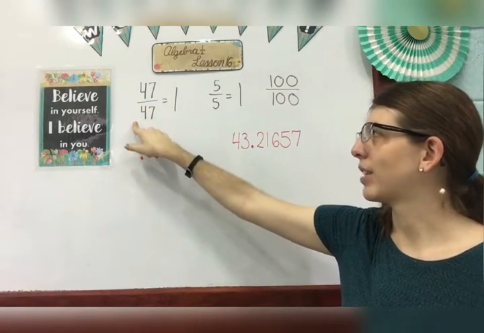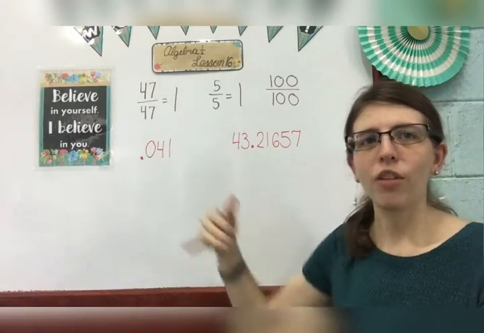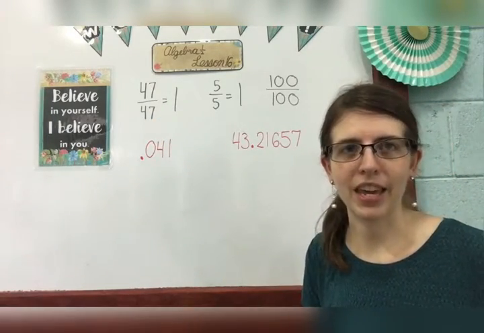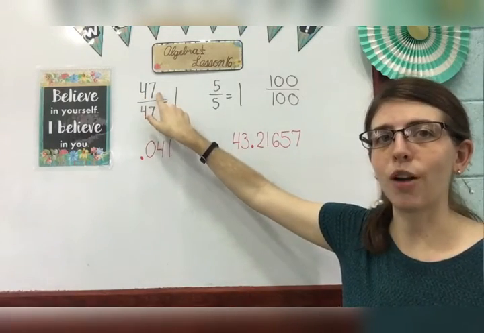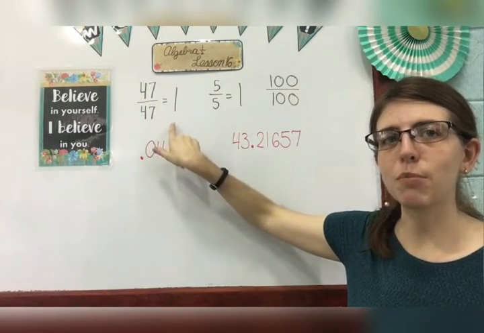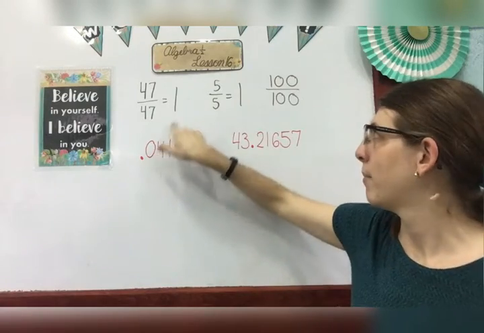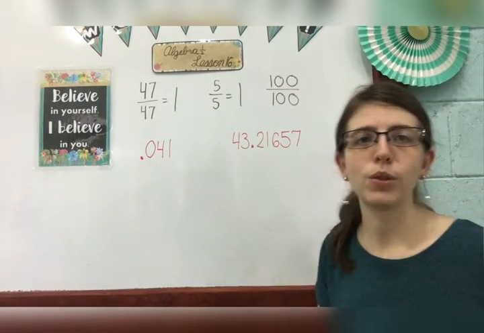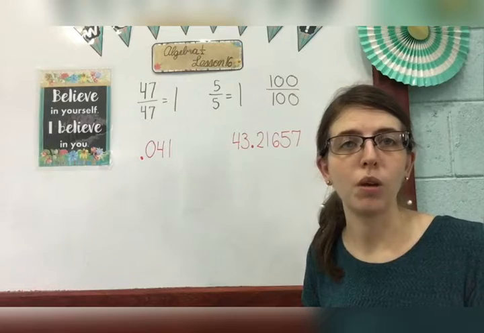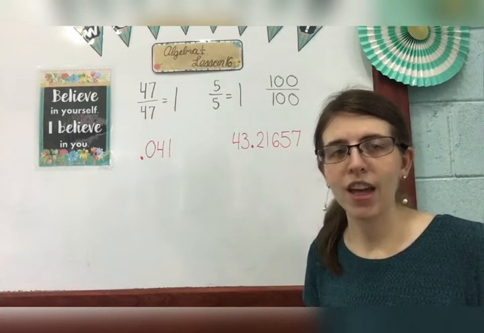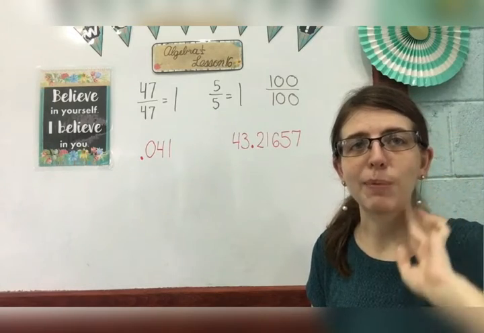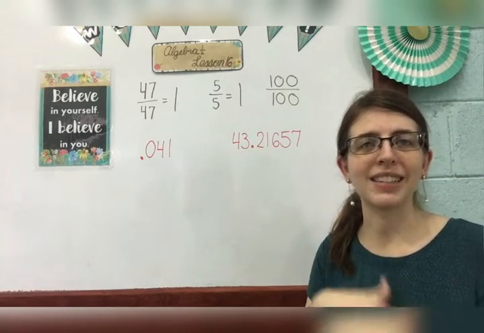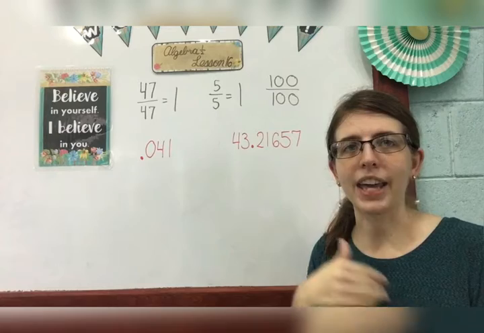47 divided by 47 is 1, right? Well, that means if you multiply something by a fraction that has the same number on the top and on the bottom, you're multiplying it by 1, right? 5 divided by 5 is 1. So if I multiply the number 2 by 5 over 5, I'm really multiplying it by 1. My numbers change, yes, but my value doesn't change because it's the same as multiplying it by 1.